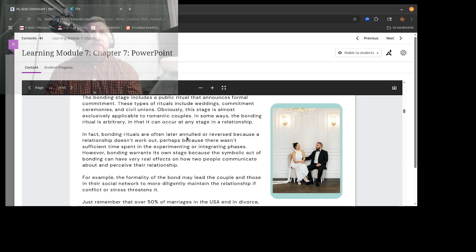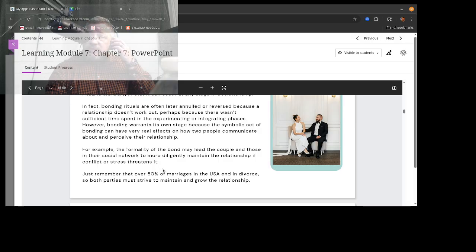Bonding rituals, though, don't always work, right? They can be annulled or reversed because a relationship didn't work out. Most of the time, there wasn't enough time in the experimenting or integrating stages. Bonding, though, warrants its own stage because of that symbolic act, that wedding, that civil union. And it has a real effect on how the two people communicate with each other, as well as how outsiders from that relationship communicate with us.